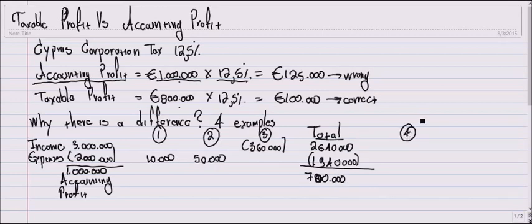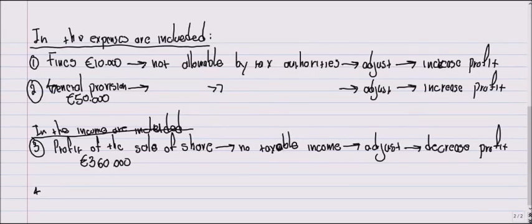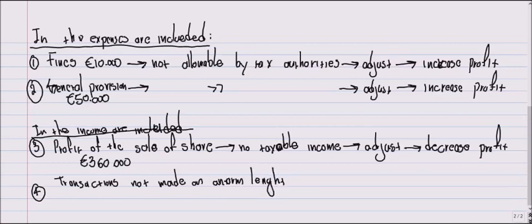Okay, now let's move to our 4th example. Let's call this extra adjustment. In this example here, we are going to talk about some transactions not made on an arm's length basis. This here means not made on a market price.